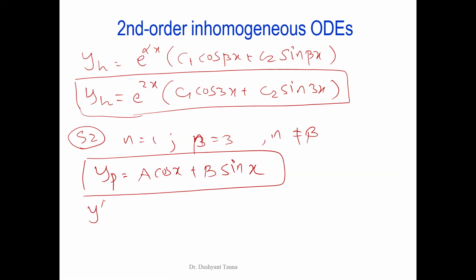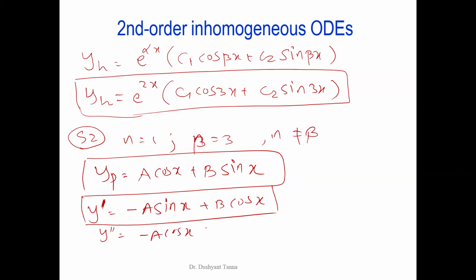So y dash to start with, which is minus a sin x. Remember, cos differentiation is minus sine, plus b cos x. That is your y dash. And y double dash will be minus a cos x minus b sine x. You can call it minus y as well if you want.